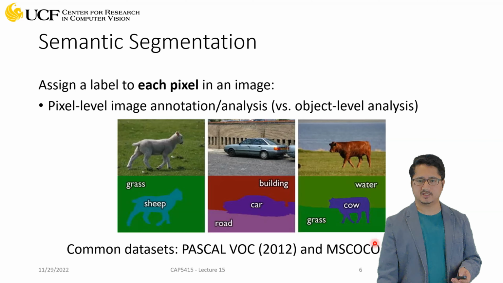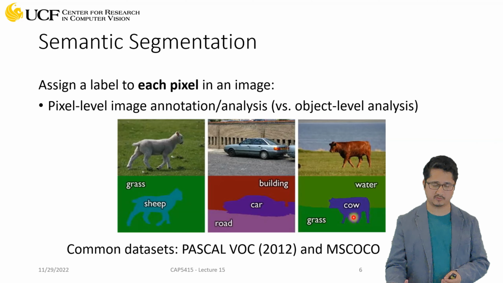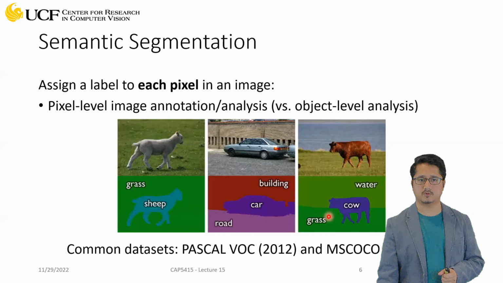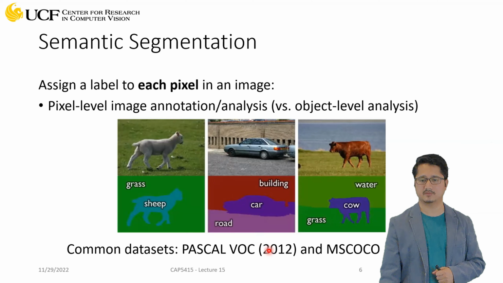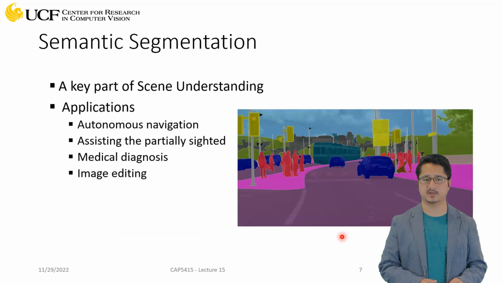So that's semantic segmentation. And of course, for deep learning, and not just deep learning, any computer vision problem, you need some kind of data set to work on. For semantic segmentation, we have Pascal VOC and MS COCO. These two popular data sets are mainly used. There are other data sets as well, but those two are the most important ones.